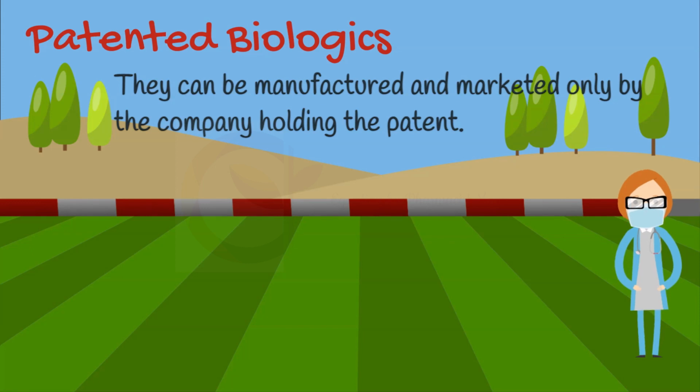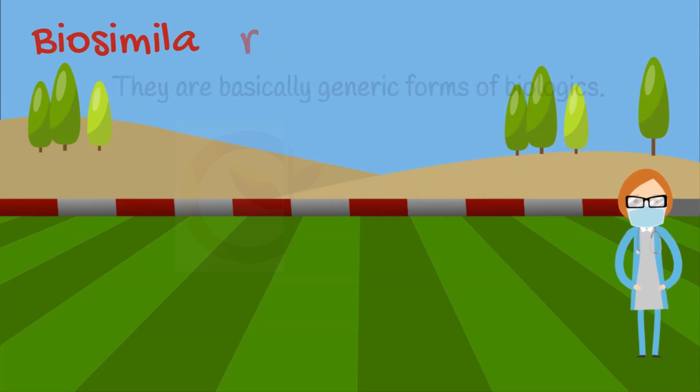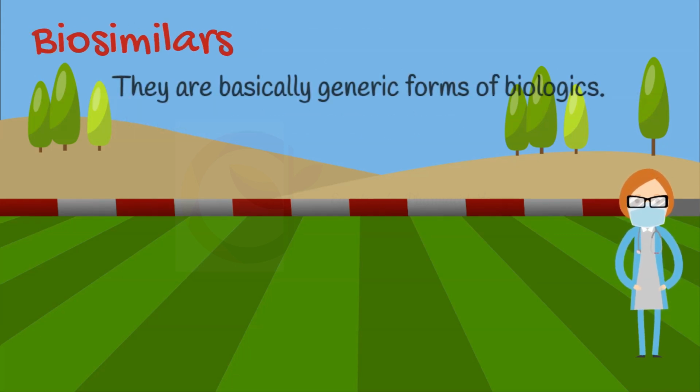Patented biologics can be manufactured and marketed only by the company holding the patent. Biosimilars are basically generic forms of biologics. These are rare because it is challenging for a firm to create a biosimilar drug which is equivalent to the original biologic in terms of its effectiveness and composition. The first recognized biosimilar drug in the United States was approved by the FDA in March 2015.